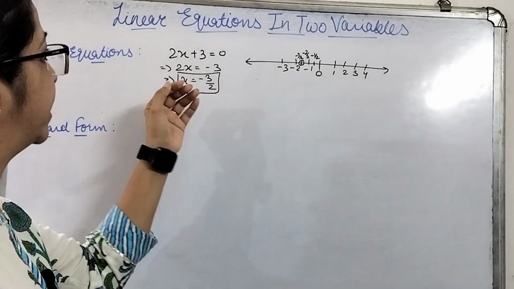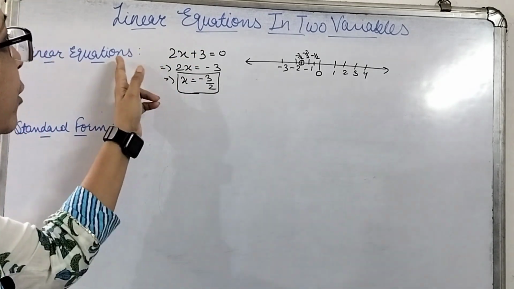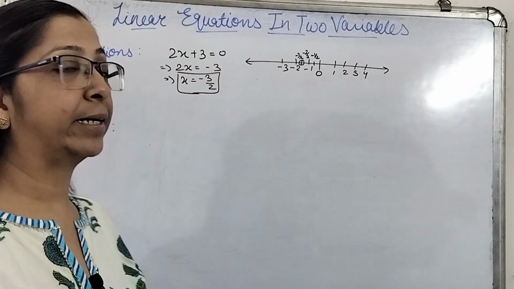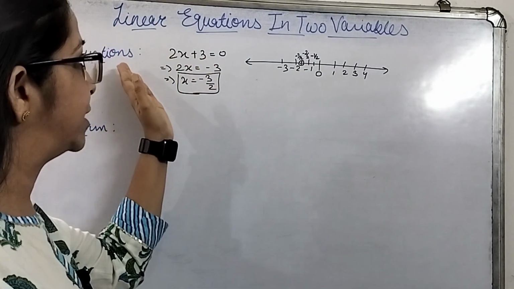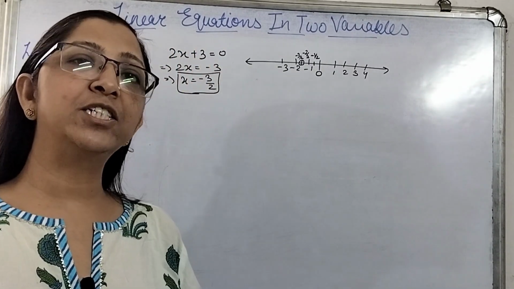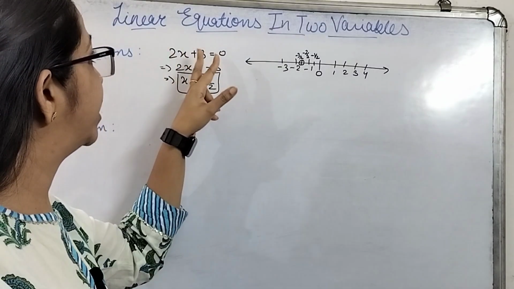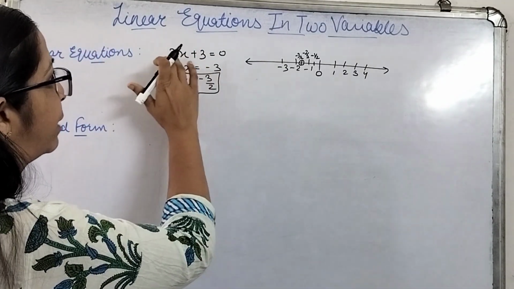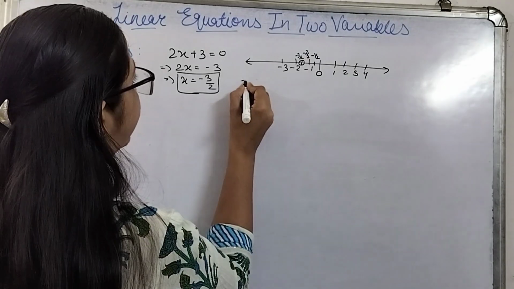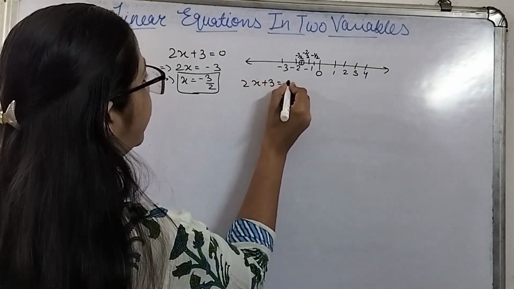We have also learned that if in the equation we add or subtract any fixed number, meaning the same number, on both sides, in the LHS and in the RHS, then the value of the equation won't change. That means the equation will remain as it is. Like I am going to take this example only. It is 2x plus 3 equals 0.